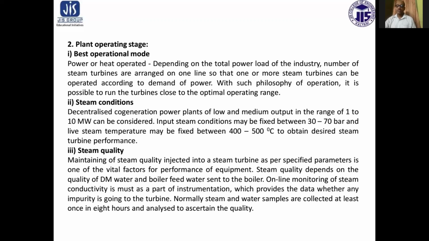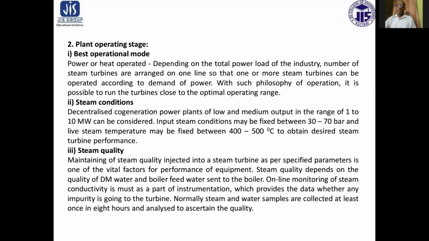Next is steam condition. Decentralized cogeneration power plants of low and medium output in the range of 1 to 10 megawatt can be considered. Input steam conditions may be fixed between 30 to 70 bar, and live steam temperature may be fixed between 400 to 500 degree centigrade to obtain desired steam turbine performance.